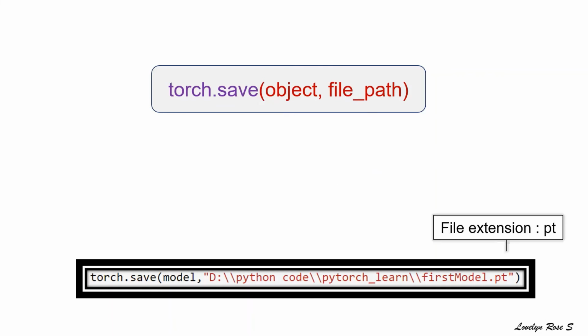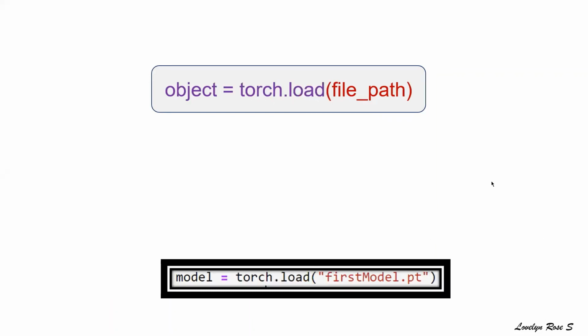Remember, when we write PyTorch code and we want to save the model, one of the acceptable file extensions is .pt. If I have a model already stored, I can load it using torch.load. I just need to specify the file path.